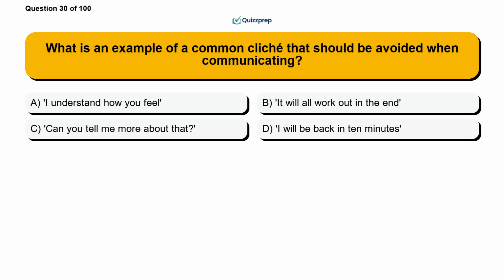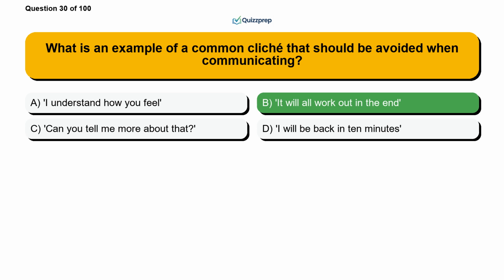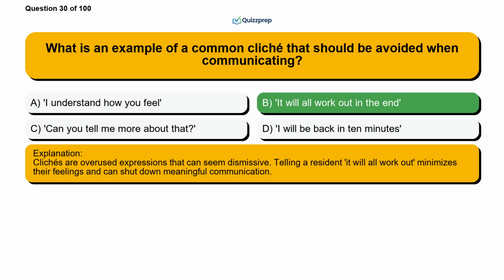Question 30. What is an example of a common cliché that should be avoided when communicating? Option A, I understand how you feel; option B, it will all work out in the end; option C, can you tell me more about that? Option D, I will be back in 10 minutes. The correct answer is option B, it will all work out in the end. Clichés are overused expressions that can seem dismissive. Telling a resident, it will all work out, minimizes their feelings and can shut down meaningful communication.